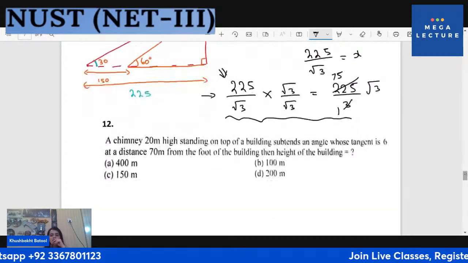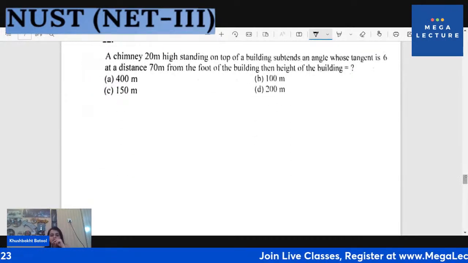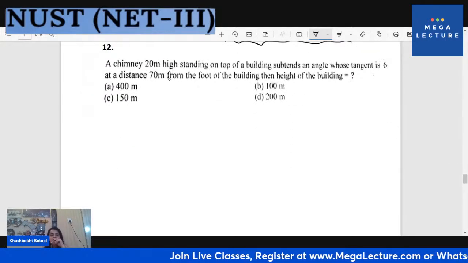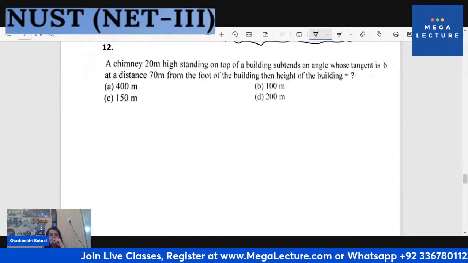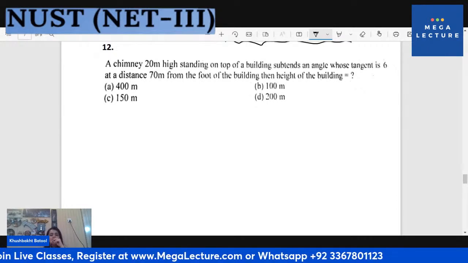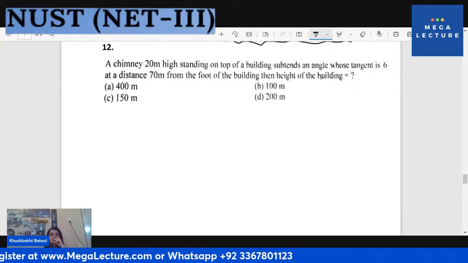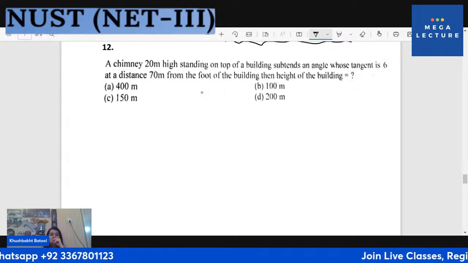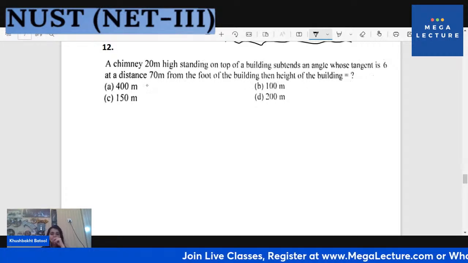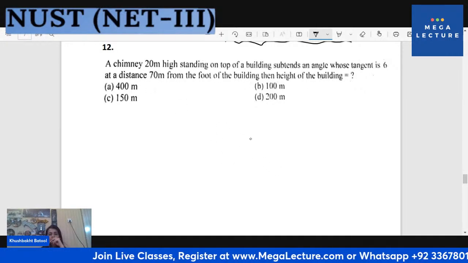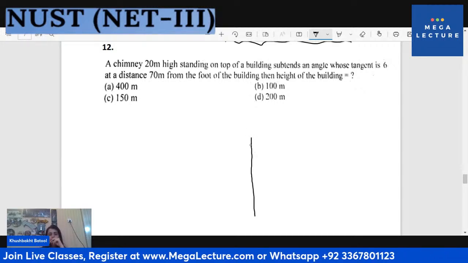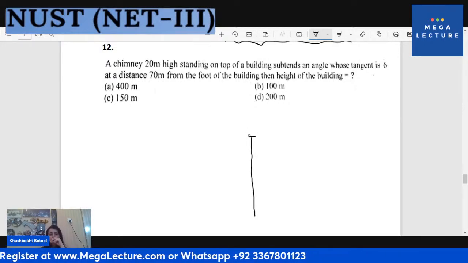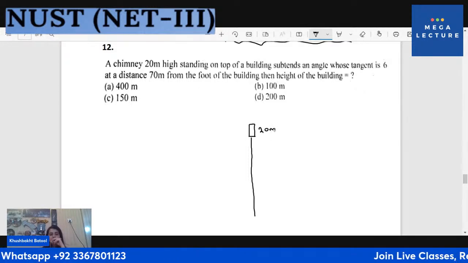It is the 12th question, and it says a chimney 20 meters high standing on top of a building subtends an angle whose tangent is 6 at a distance 70 meters from the foot of the building. Then the height of the building is? Okay. Now we have a building, and then there's a chimney on top of it, and this chimney is 20 meters high.